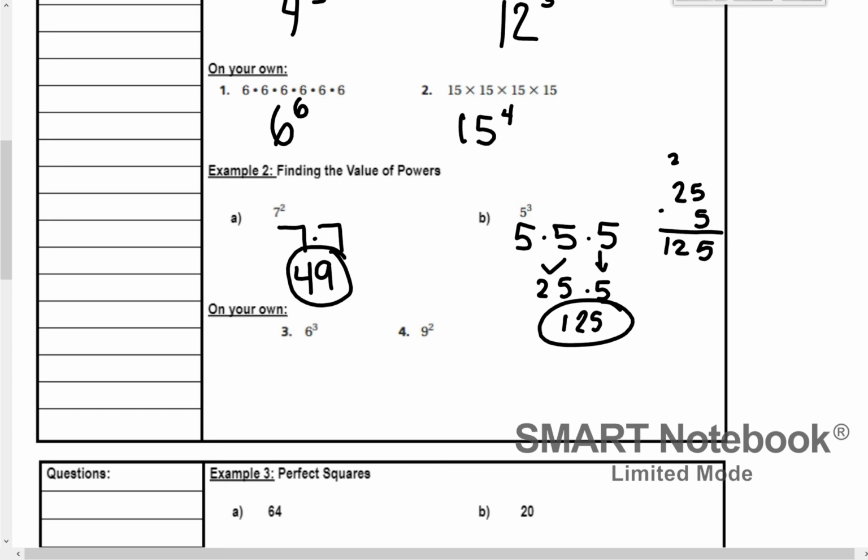All right, so if you are watching now, you should have already paused the video and have these 2 answers already completed. And you are just watching this to check. So 6 is our base. 6 is being multiplied 3 times. So we have 6 times 6 times 6.